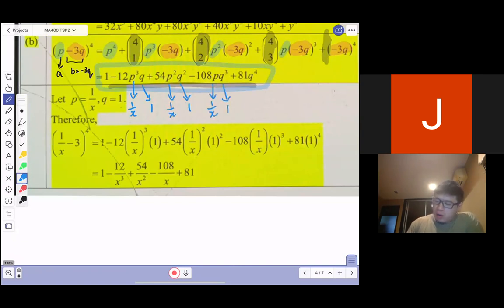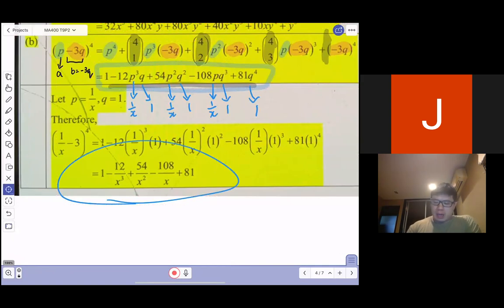Q to be 1, which is why I get this as my answer. So 1 over x, that's why you can see x cubed. 1 over x, you can see x squared.